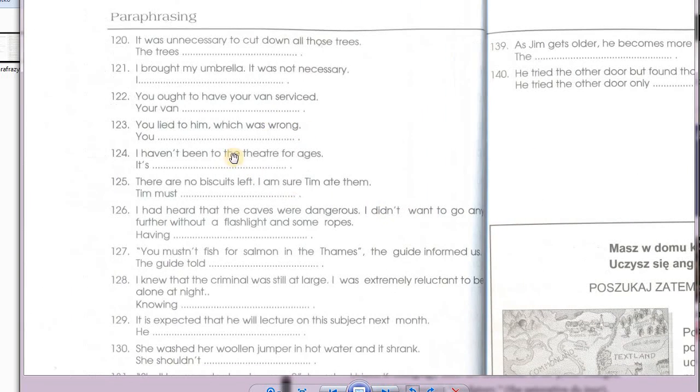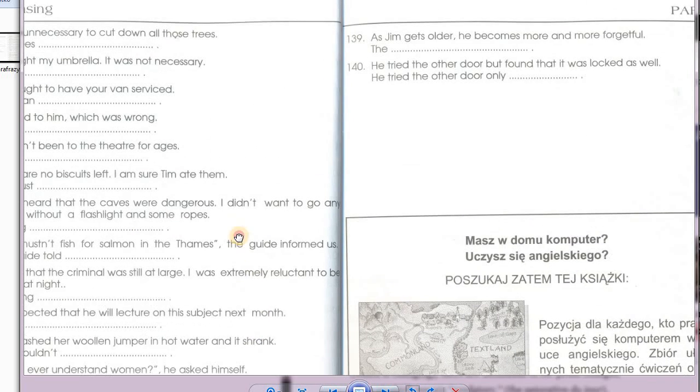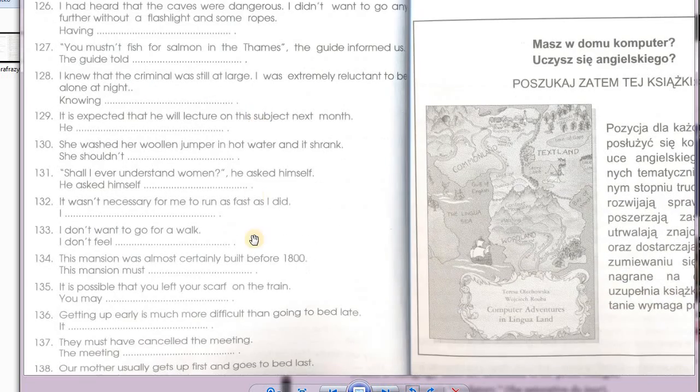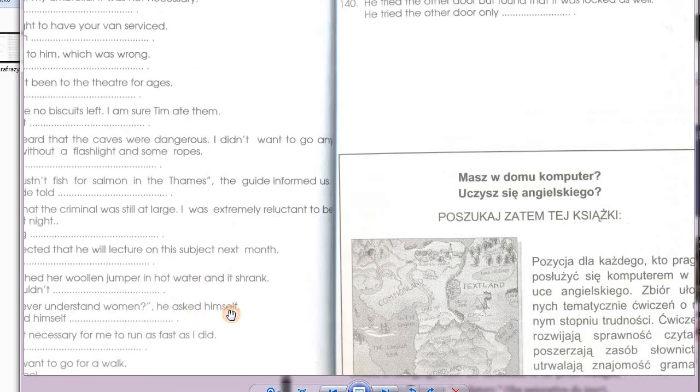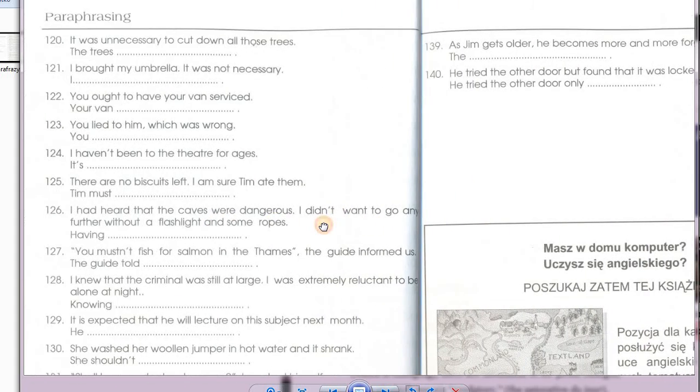Now, I strongly suggest that if you find structures that you don't understand or you see them for the first time, take a notebook and make a note of it so that you can review your notes later and remember these structures. Okay, so we're done with the paraphrasing, and there are also answer sheets to these exercises.